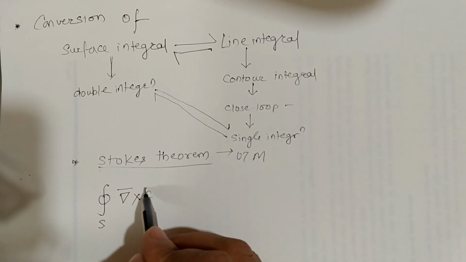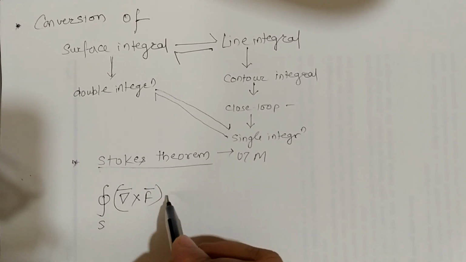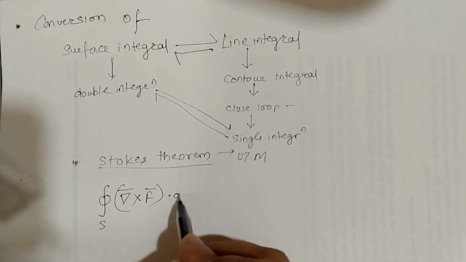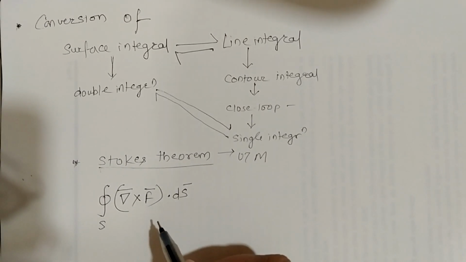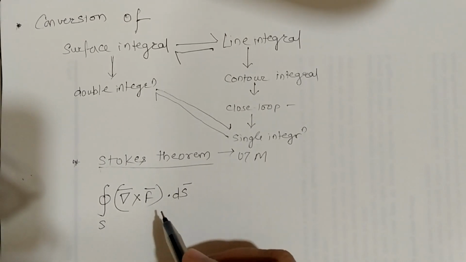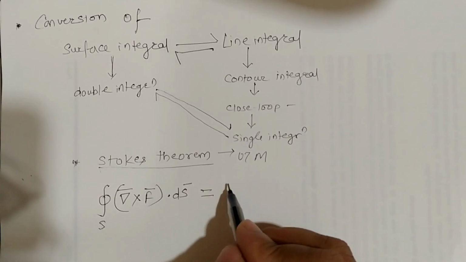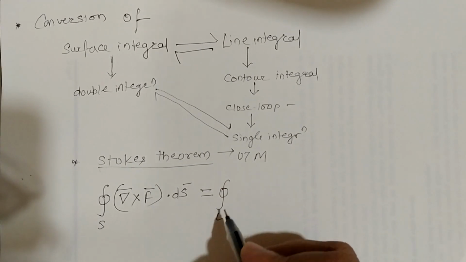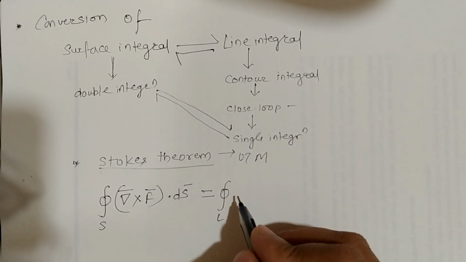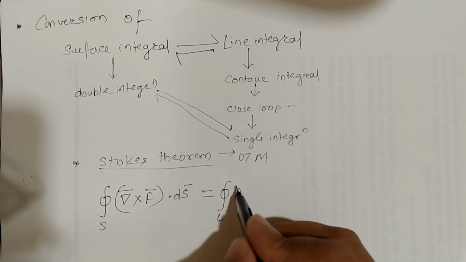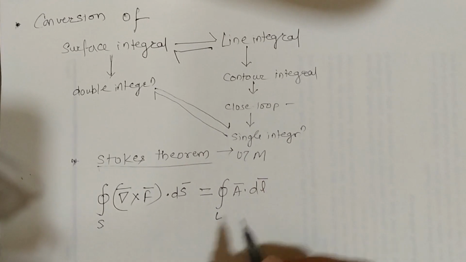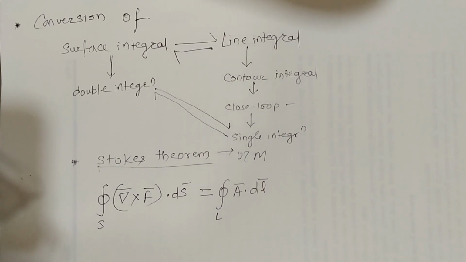So the vector we are considering is your F bar. So the surface integral of the curl of a vector over an open surface equals the line integral of the vector over a closed loop. So this is the mathematical statement for the Stokes theorem.